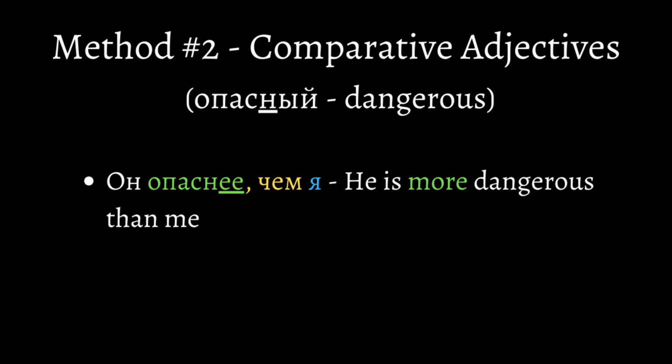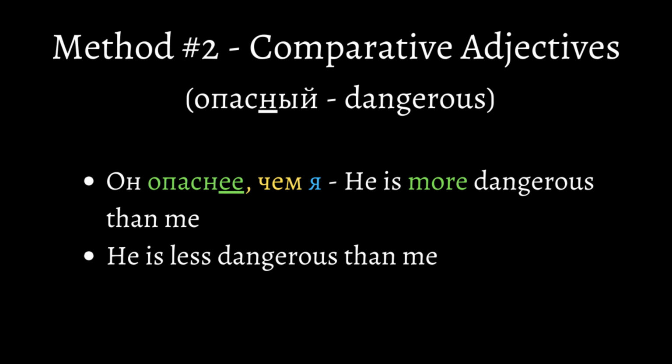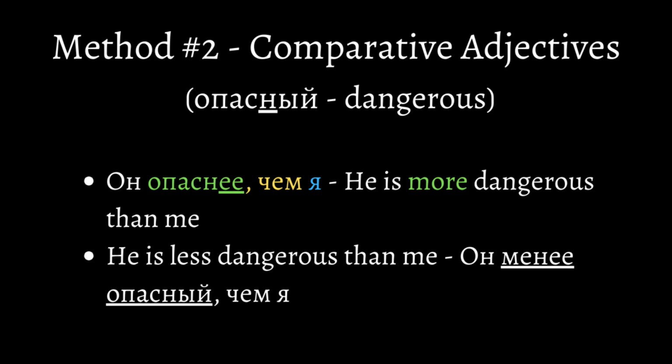That is me. However, if we used less, in this case, by saying he is less dangerous than me, then the sentence will utilize menie and have the masculine opasny, which will separate the phrase into two words. When using less, both in English and Russian, the pattern is basically the same, and it also applies to any other sentence that there is.